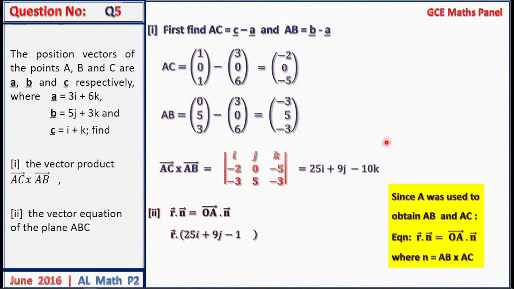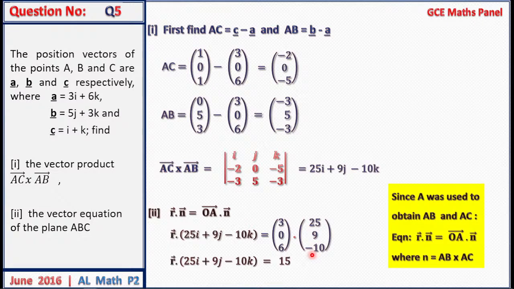So r dot, our normal to the plane is AC cross AB, which we already have the value of here. So we just put in the value. Now OA dot n is equal to (3, 0, 6), which is the point A, dot (25, 9, −10). So that is the vector equation of the plane: r dot (25i + 9j − 10k) equals 15. That gives us the vector equation of that plane.